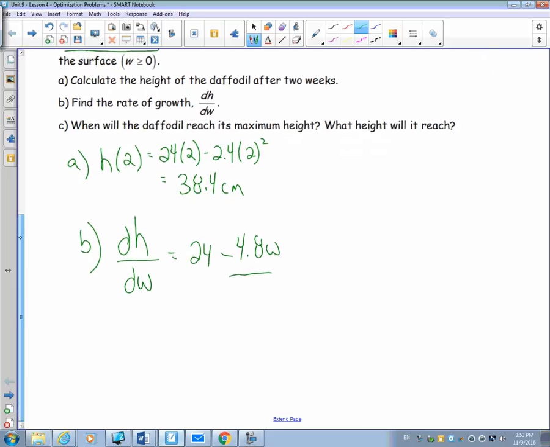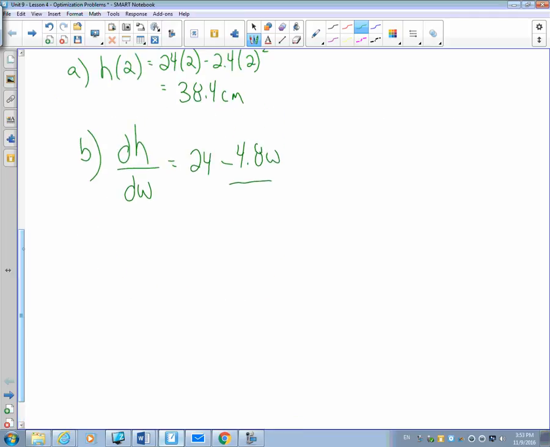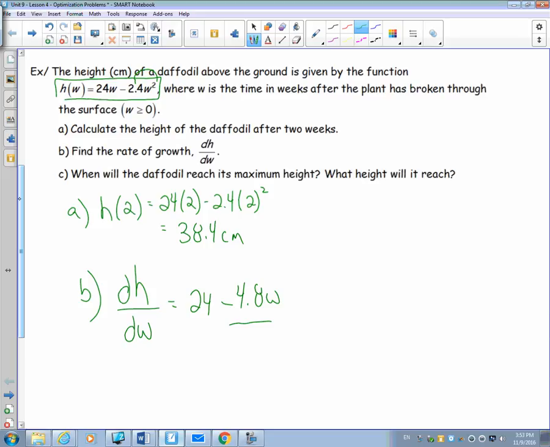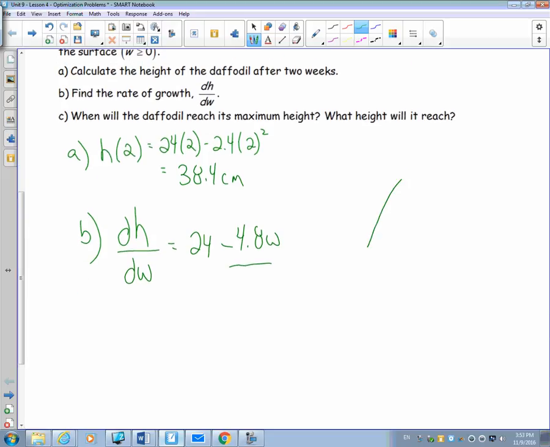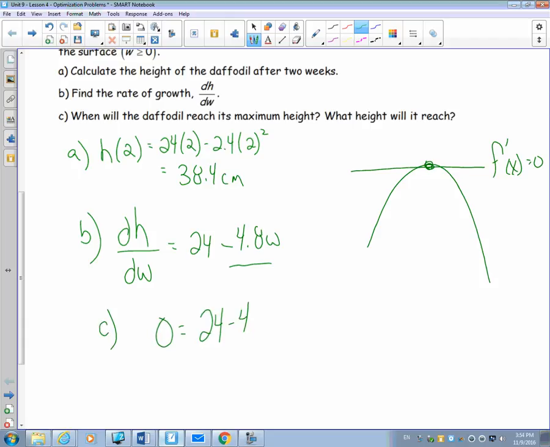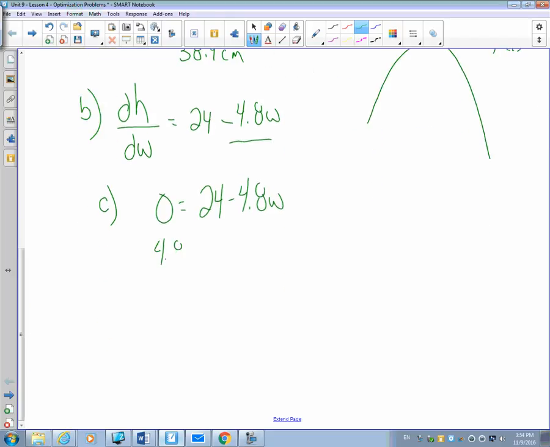Part C, when will the daffodil reach its maximum height? And what is that height? So a parabola, in particular a parabola that opens down, that's what our A value is telling us. We're trying to figure out the maximum. Where do maximums happen? Where our rate of change, our derivative, equals 0. So in part C, we're going to take our derivative and make it equal 0. So 0 equals 24 minus 4.8w. We can solve that nice linear equation. 4.8w equals 24, so w must be 5. After 5 weeks, our flower is going to stop growing.